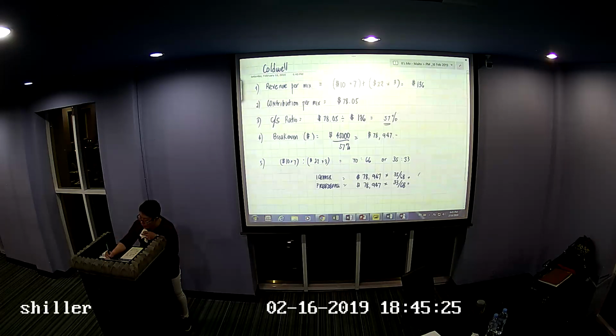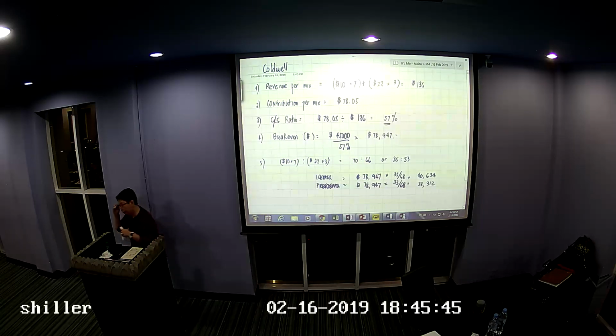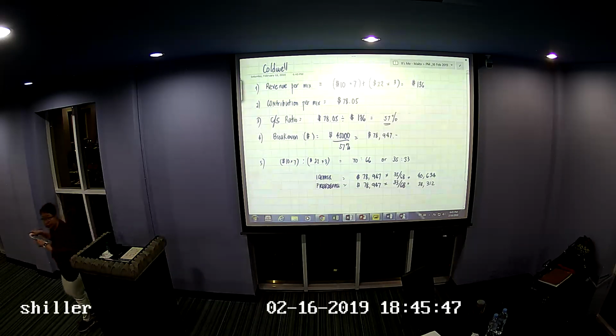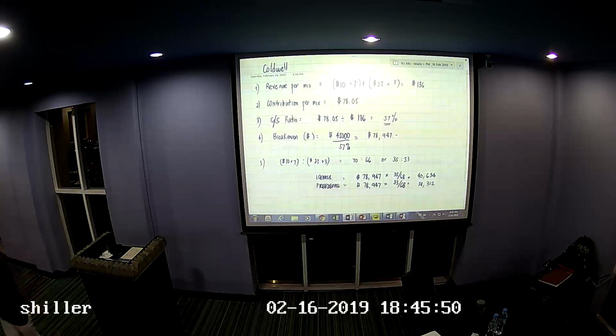So it says ice pack should be 40,634 pieces, and freeze pack is 38,000 something. Yes? Is it almost the same as earlier? Should be 40,000 and 38,000. Double check. Yes or no? Yes? Okay, round off issues because of the points. Yeah? Understood?